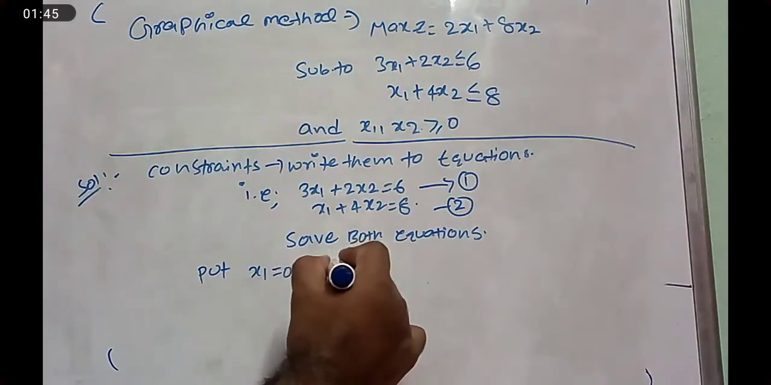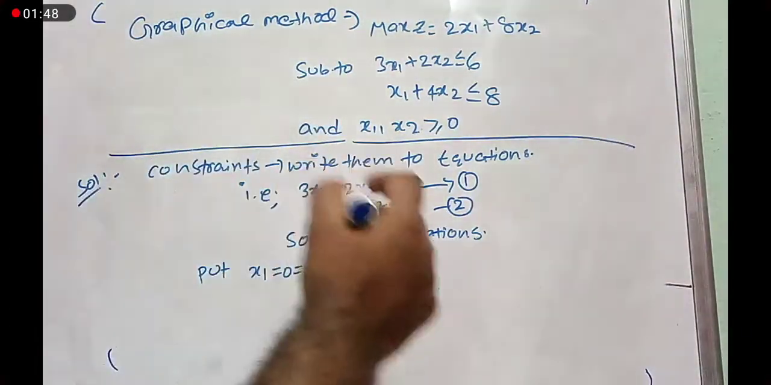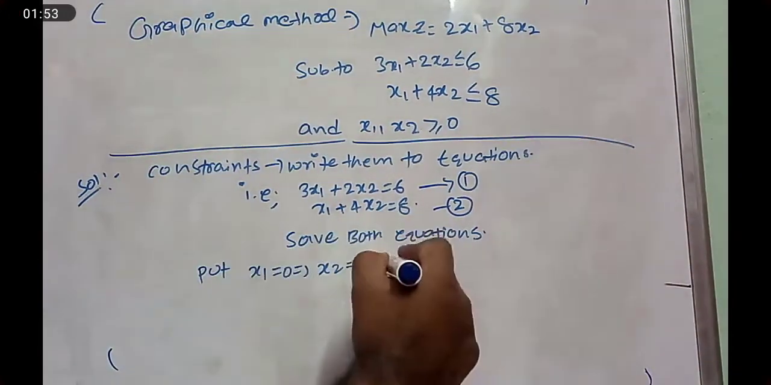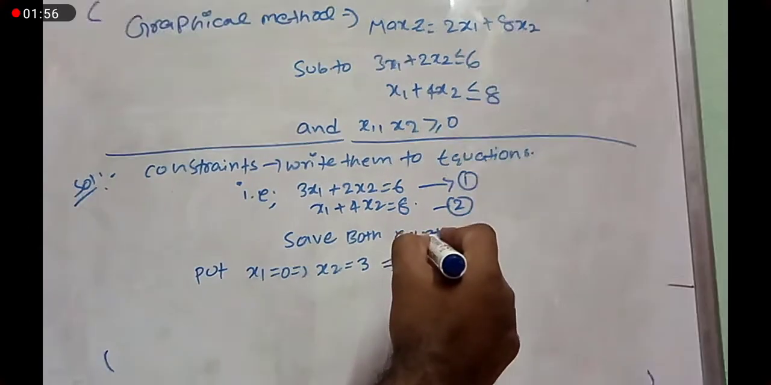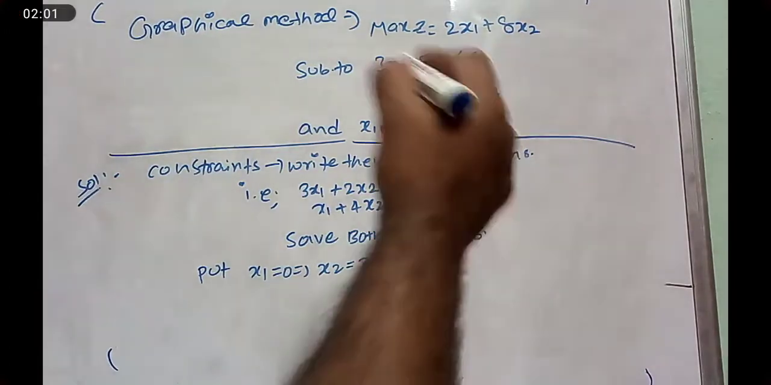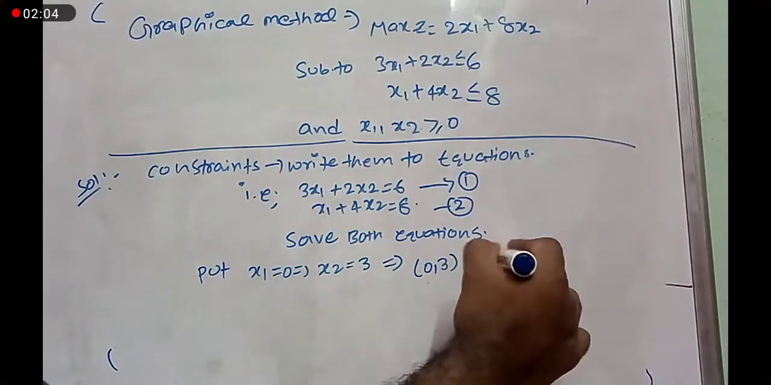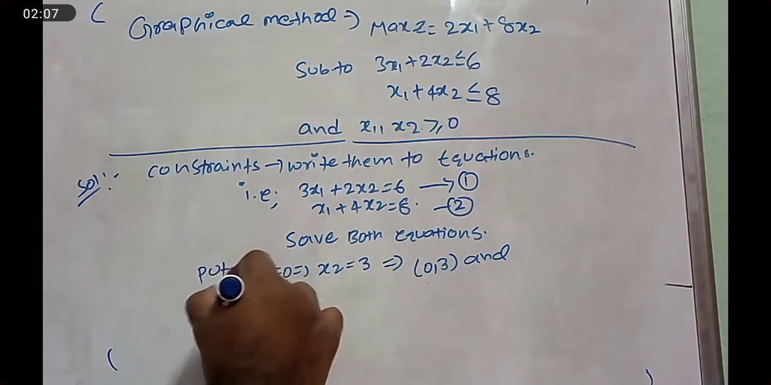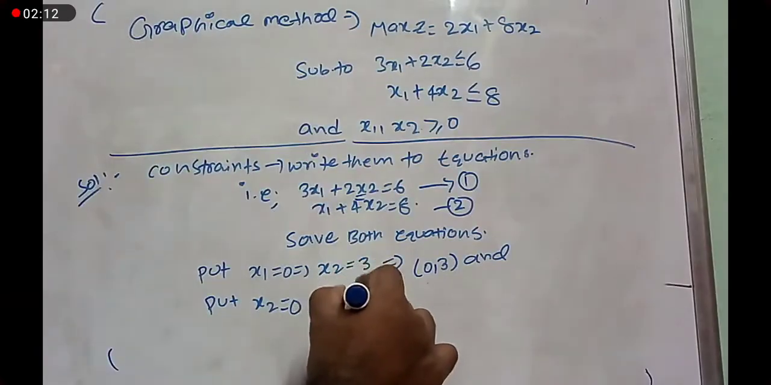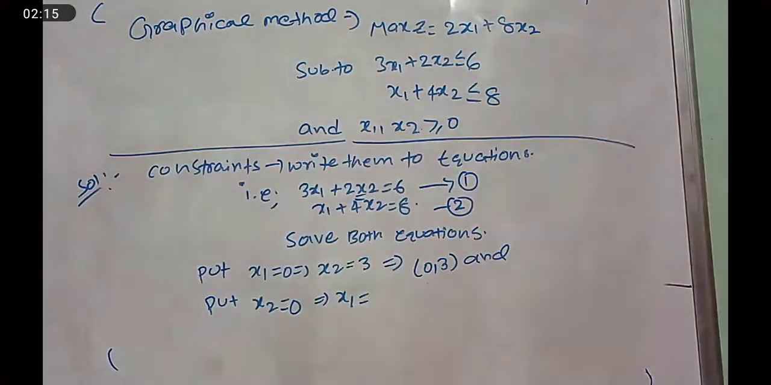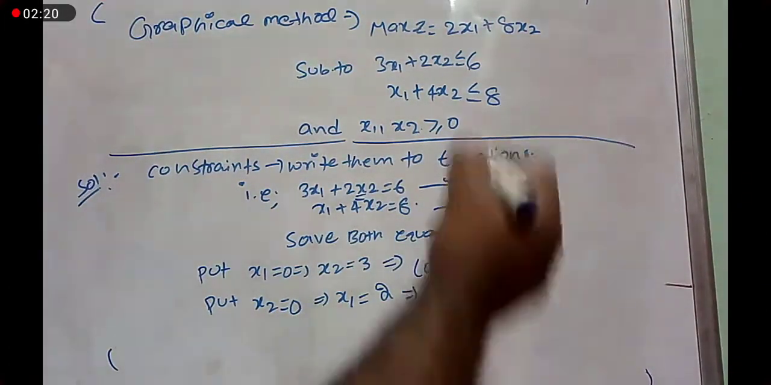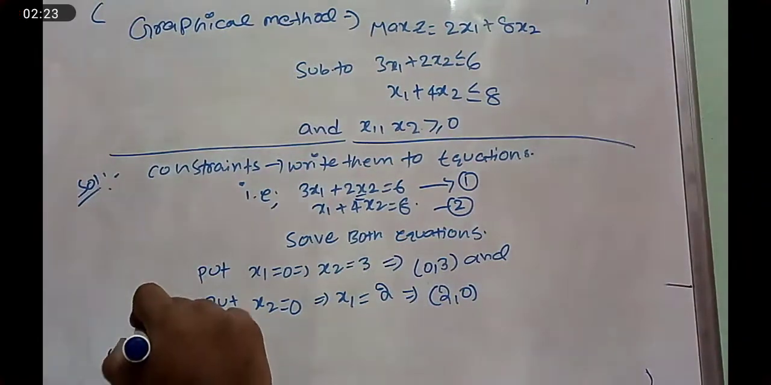So let us solve equation 1. Let us assume x1 is equal to 0. Put x1 equals 0 in the first equation, so 2x2 is equal to 6, x2 is equal to 3. So we have the coordinates 0, 3. Similarly, put x2 equal to 0. In this case, 3x1 is equal to 6, x1 is equal to 2. So the coordinates are 2, 0. Now from the first equation we have the coordinates 0, 3 and 2, 0.